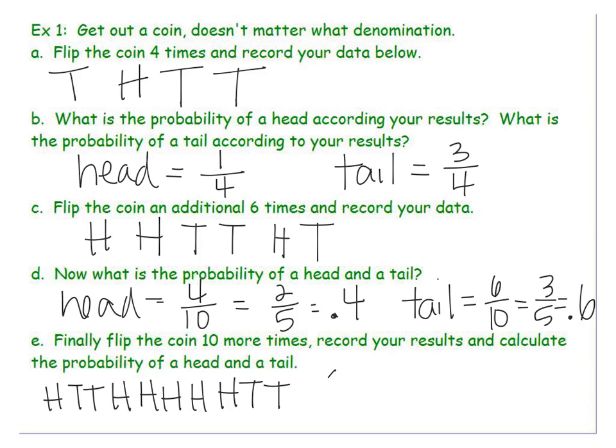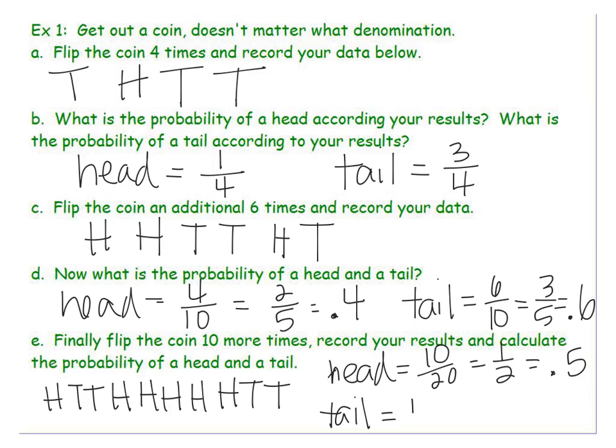So I had before 4 heads, and I just rolled 1, 2, 3, 4, 5, 6 more. So now my probability of a head is a total of 4 plus 6 is 10 out of 20, which is 1 out of 2, or 0.5. My probability of a tail, I had 6 before. I just got 4 more, so that's also 10 out of 20, which is 1 out of 2, or 0.5.